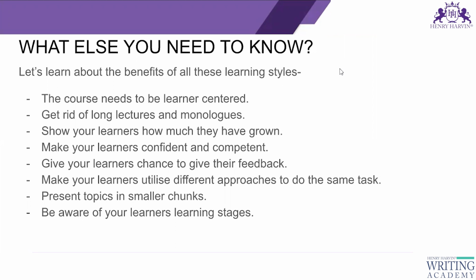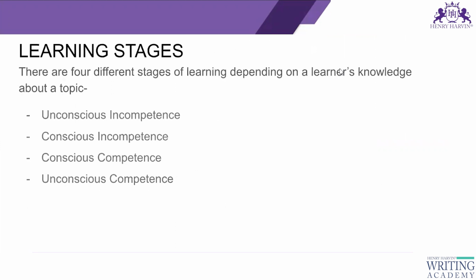And make your learners utilize different approaches to do the same task. Yes, that is very important, because when there are 10 people who can do the same task in 10 different ways, and that gives a good result, you can adopt those methods. Then present the topics in smaller chunks, and be aware of your learners' learning stages, at what stage they lie. So all these things, apart from our models that we have discussed, you also want to know.